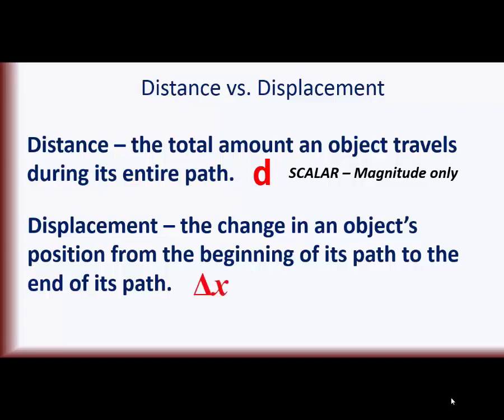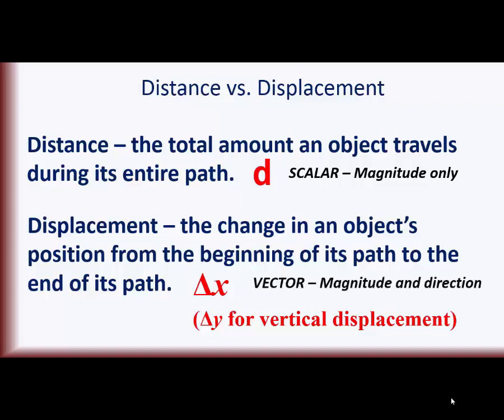This is the symbol for displacement, and it is pronounced delta x. If the displacement is in the vertical direction, then a y is substituted for the x. Remember how I said that direction is an important concept in physics? Measurements such as displacement, and there will be many of them, require a direction as well as the magnitude. These types of measurements are called vectors.